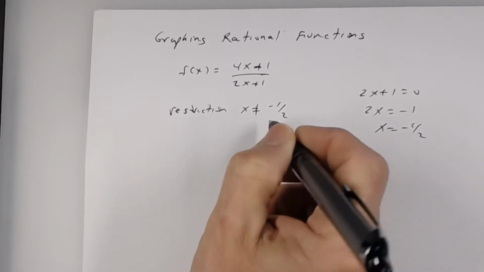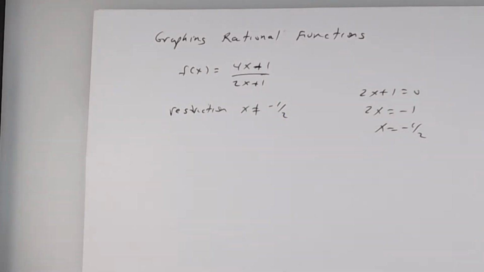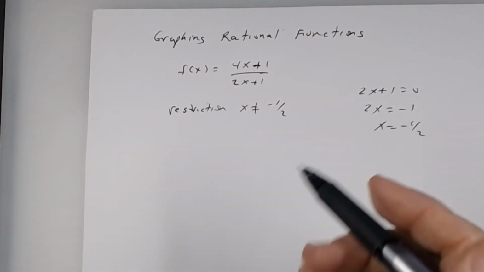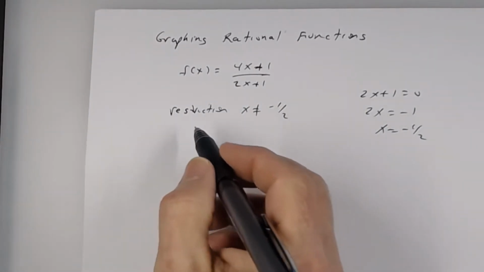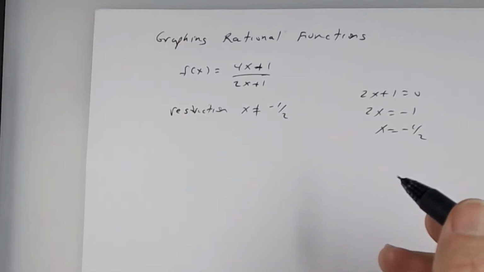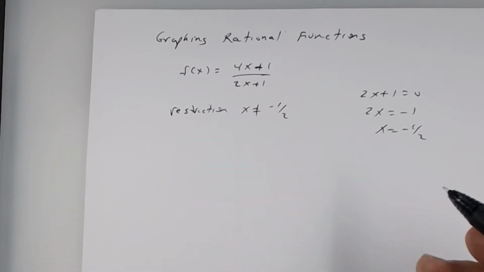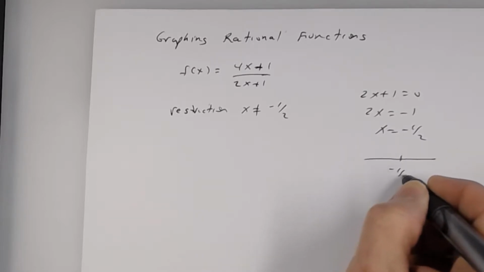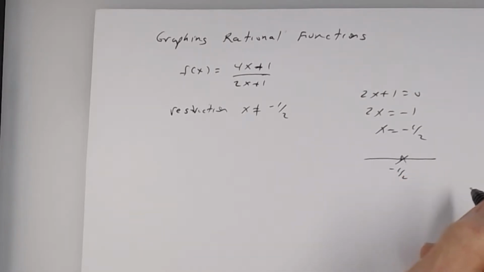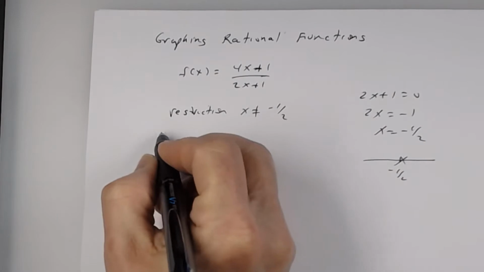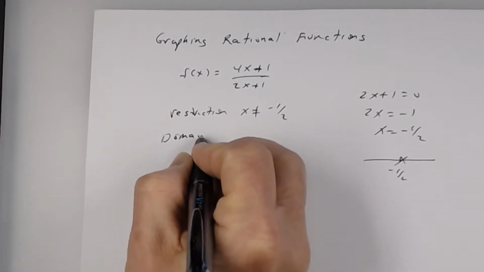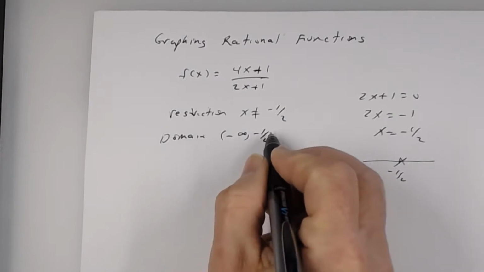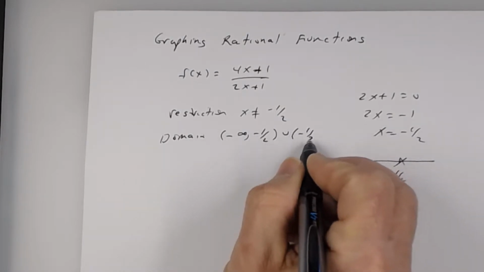So in terms of the domain, what you did was you said that my domain would be any number but what? Negative 1/2. And so you wrote it as an interval. Remember writing as an interval? So what we did there was we said negative 1/2, we put an x there, and you said the domain was from negative infinity to negative 1/2, union negative 1/2 to infinity.